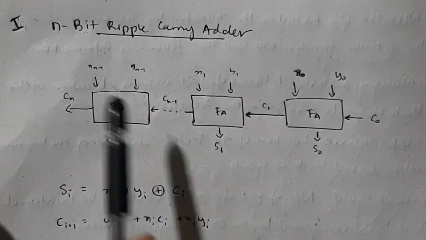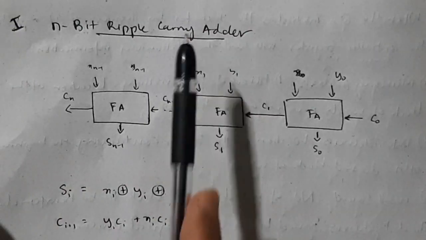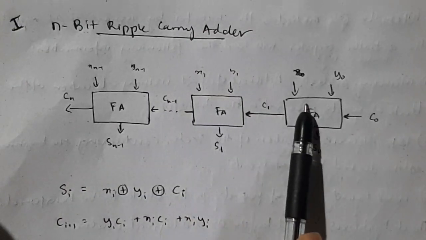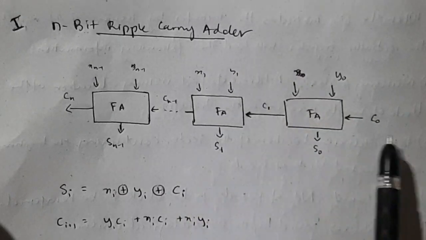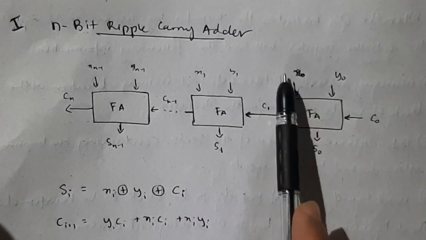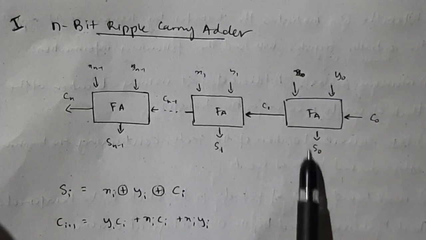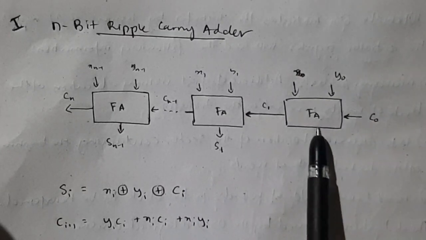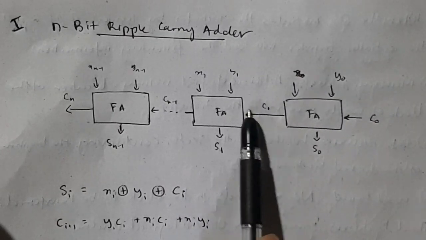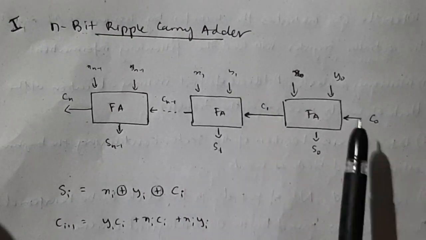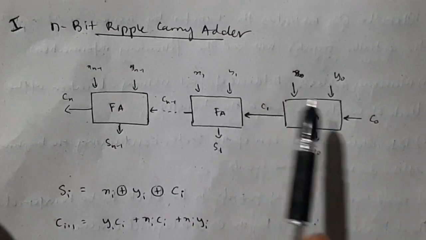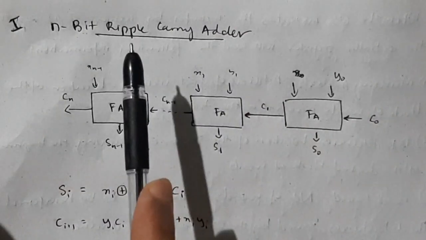Now, if they ask to explain n bit ripple carry adder, first make 3 boxes. x and y are the input, so x0 y0, x1 y1, and the carry will come from here. Then this is s0, meaning sum. Sum will come from here, and c1 means the carry output, that will come from here. So 3 inputs and 2 outputs, and it goes on continuously. That is n bit ripple carry adder.